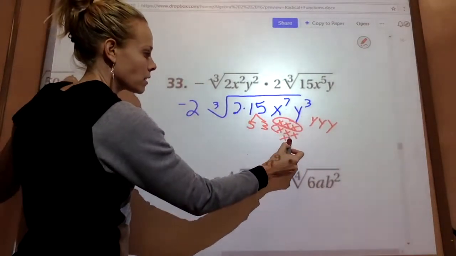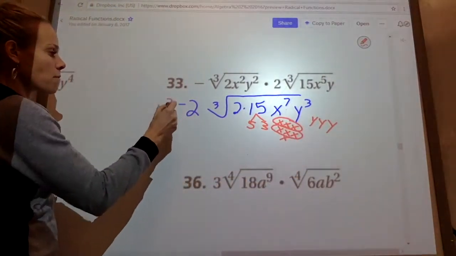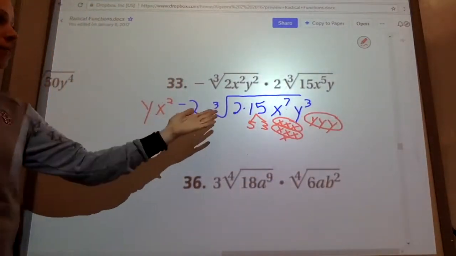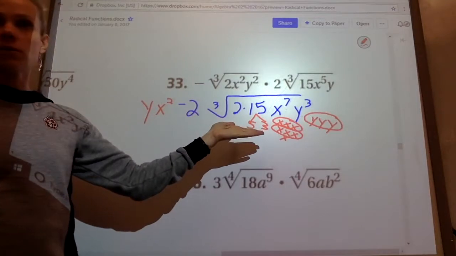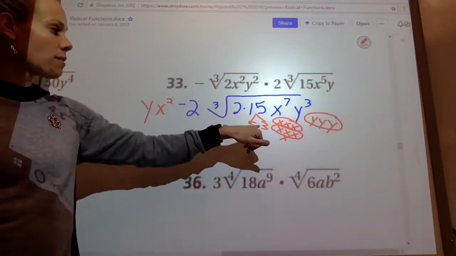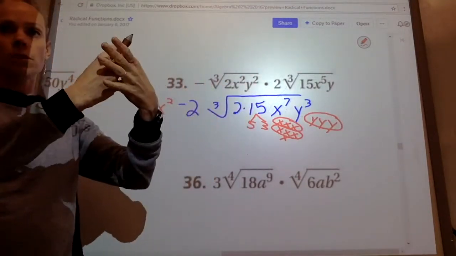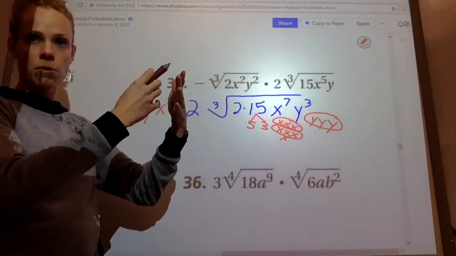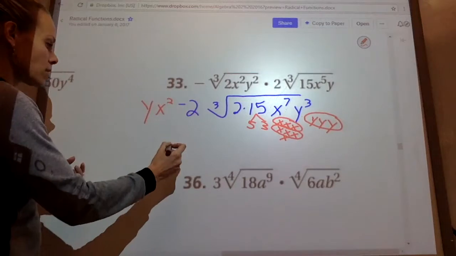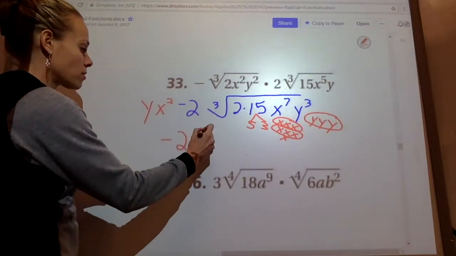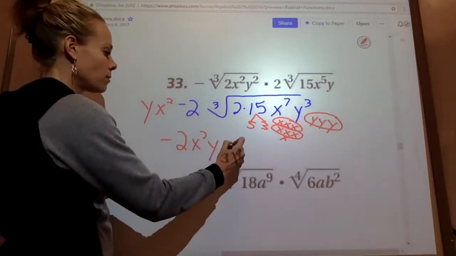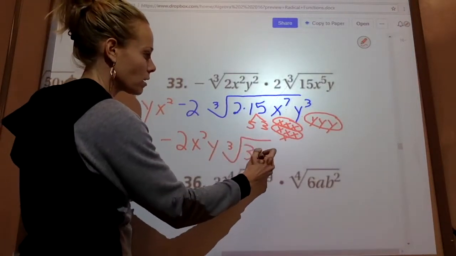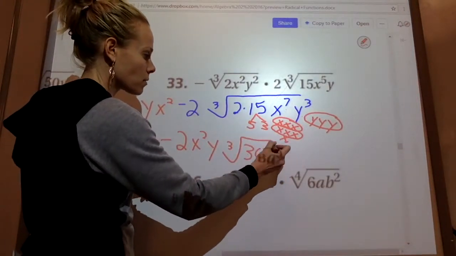So what are my groups of 3? 2 x's, very good. So I can take 2 x's out. And a y. And here, I didn't have any group of 3 for numbers. So my 2, 5, and 3 all get remultiplied together and become 30. Whatever stays underneath gets remultiplied together. So this would be negative 2x squared y, cube root of 2 times 5 times 3, which is 30, and then this x that wasn't part of a group.